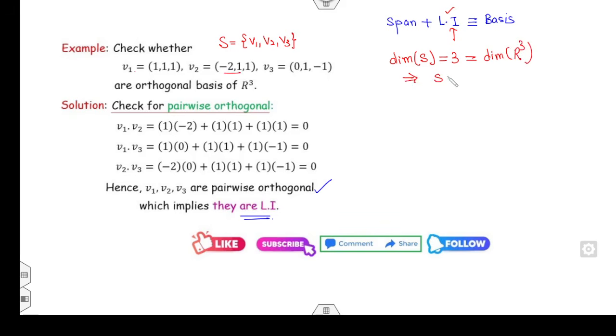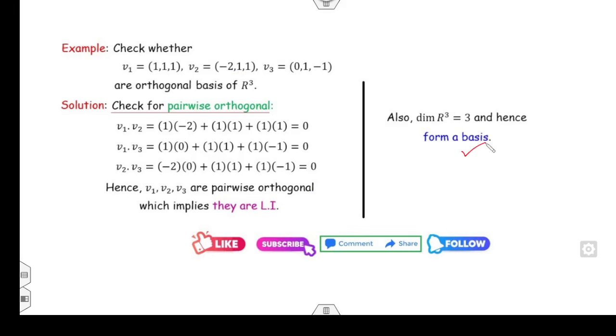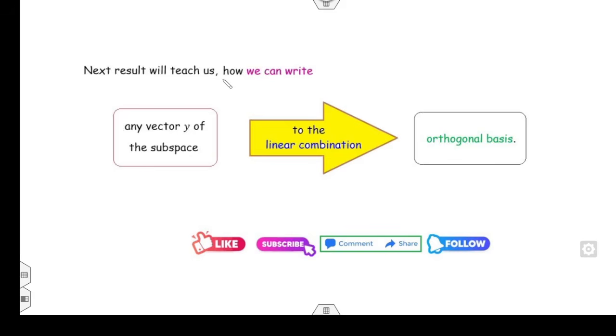Therefore, S forms a basis. Fine. Now, S forms a basis and S is orthogonal. That means the given set of vectors is an orthogonal basis of R cube. Now, the next result is if you take any element of the subspace, then we can write it as a linear combination of the orthogonal basis.